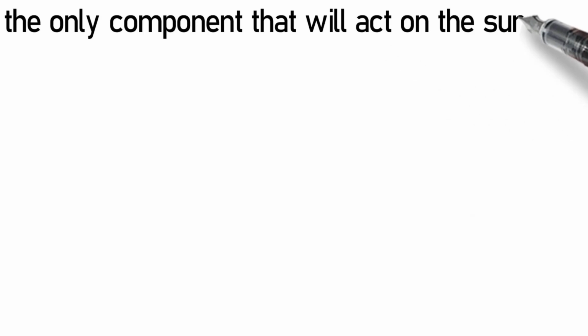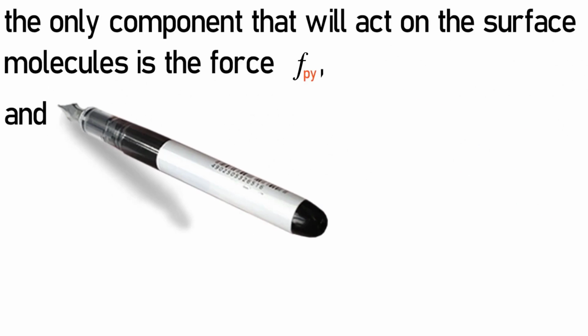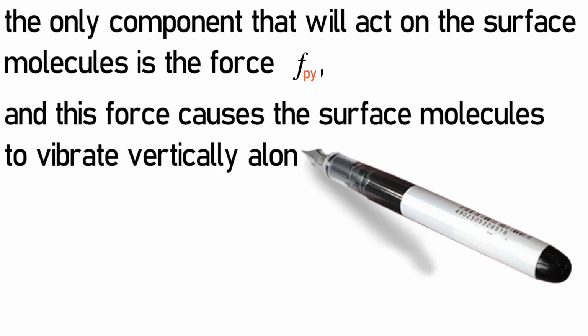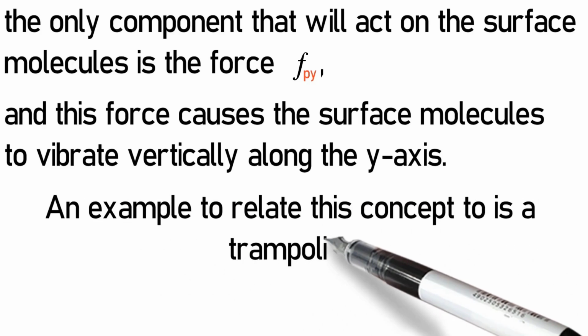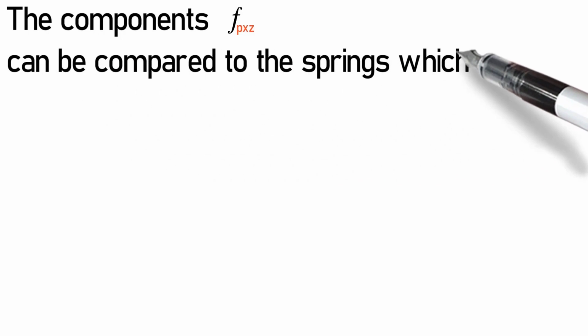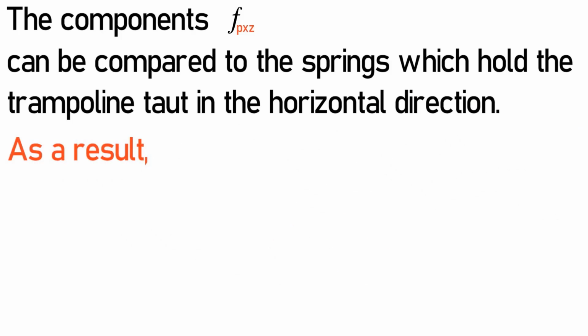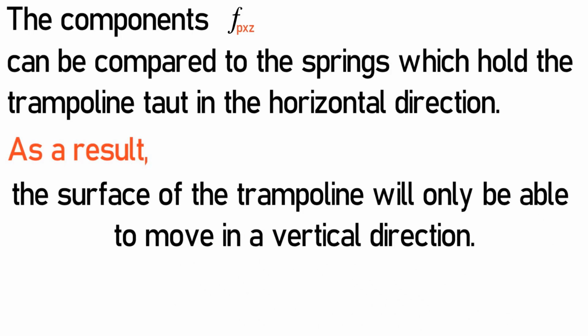As a result, the only component that will act on the surface molecules is the force F sub py, and this force causes the surface molecules to vibrate vertically along the y-axis. An example to relate this concept to is a trampoline. The components F sub pxz can be compared to the springs which hold the trampoline taut in the horizontal direction. As a result, the surface of the trampoline will only be able to move in a vertical direction.